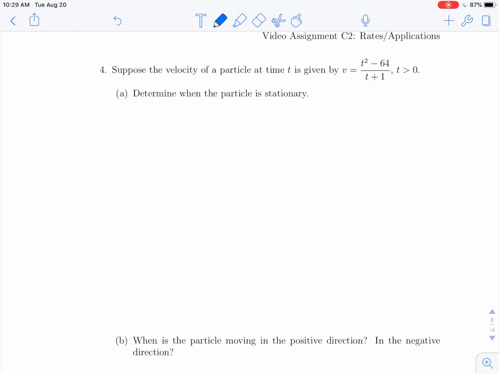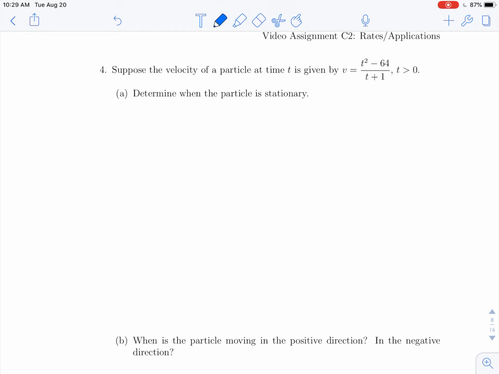Guided exercise number 4. Suppose the velocity of a particle at time t is given by v equals t squared minus 64 all over t plus 1, where t is greater than 0. Part A says determine when the particle is stationary.